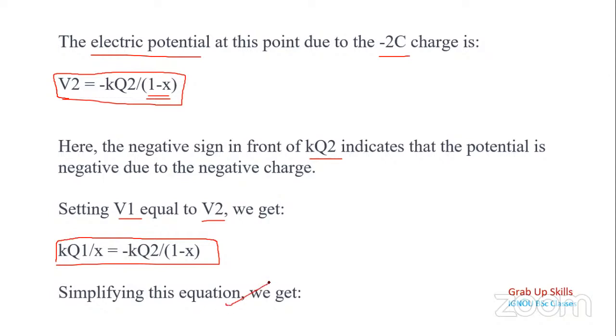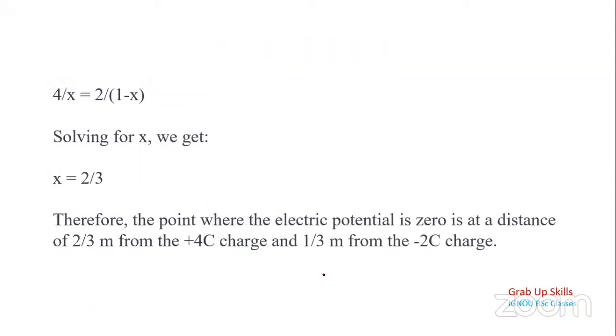We will simplify this equation. So we get 4 divided by x is equal to 2 divided by 1 minus x. When we solve for x, we get the value of x as 2 by 3. Therefore, the electric potential is 0 at a distance of 2 by 3 meter from the plus 4C charge and 1 by 3 meter from the minus 2C charge. This is the final answer.